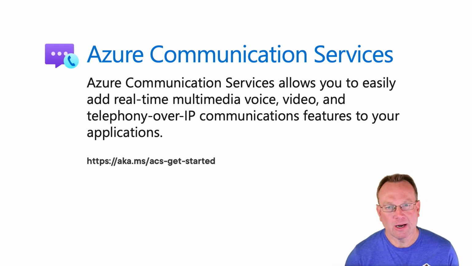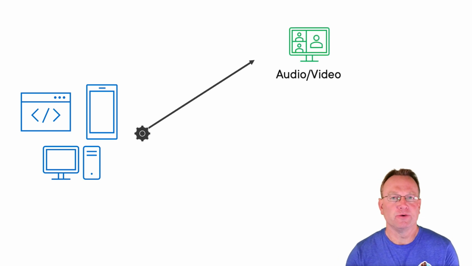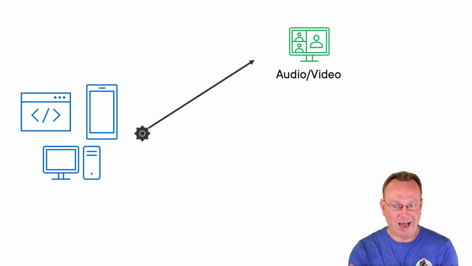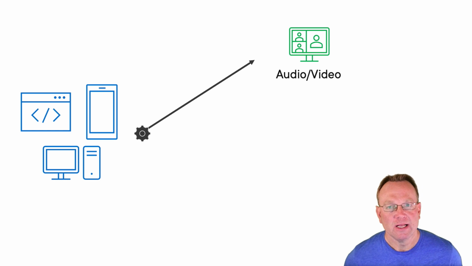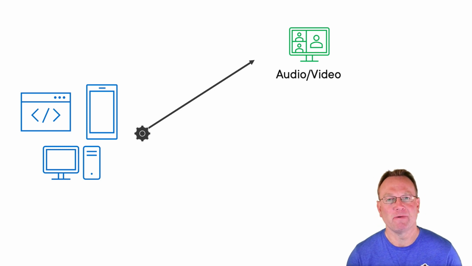But let me walk you through what it's for and why you'd use it, what scenarios, things like that. So first off, if you're building a web app, a mobile app, a desktop app, and you want to add something like audio video, whether it's one-to-one calls or one-to-many calls, then you could use ACS, Azure Communication Services. This would allow you to do what Teams does. And Microsoft Teams, the infrastructure behind it, is what ACS is built on top of. As of today, there's over 115 million active users using Teams, so it's pretty robust infrastructure that you can build on top of if you'd like.